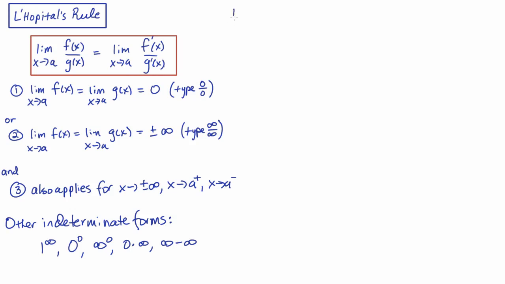All right, let's look at an example. And I've picked sort of a special example here in the sense that we're going to get to do L'Hopital's rule more than once. So let's start off by looking for the limit as x goes to 0 of e to the x minus 1 in the numerator and x squared in the denominator.